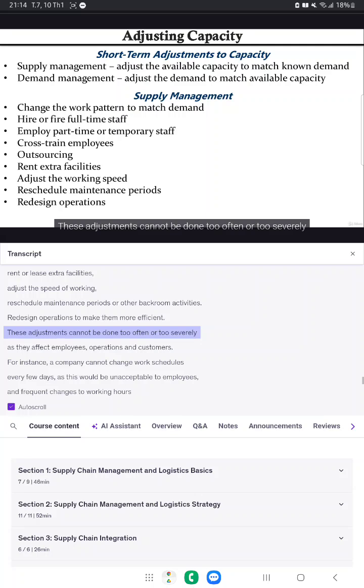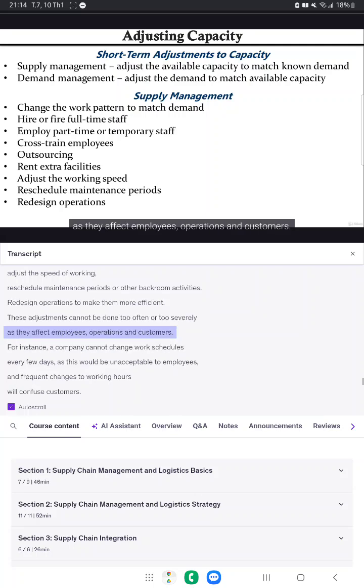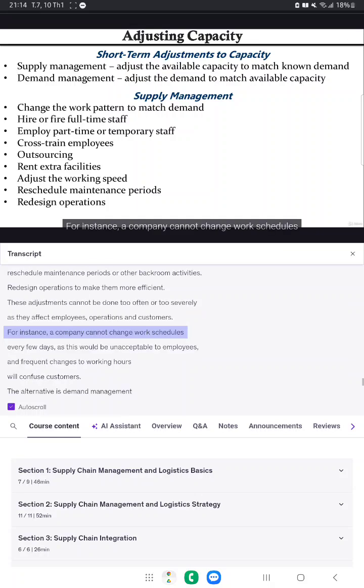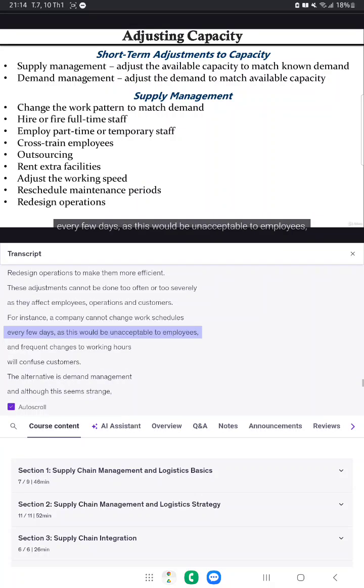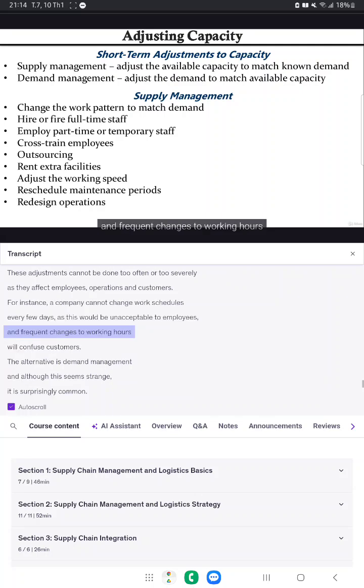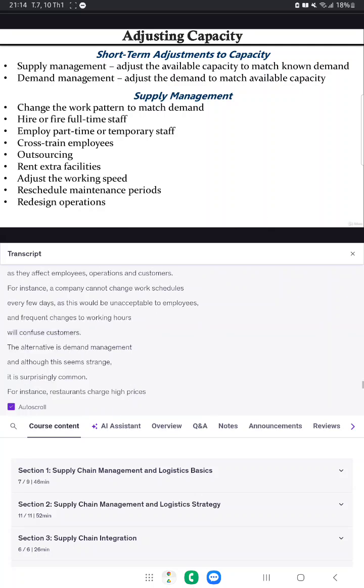These adjustments cannot be done too often or too severely, as they affect employees, operations, and customers. For instance, a company cannot change work schedules every few days, as this would be unacceptable to employees, and frequent changes to working hours would confuse customers.